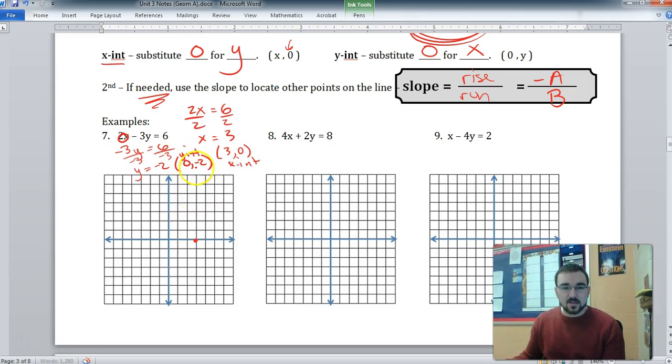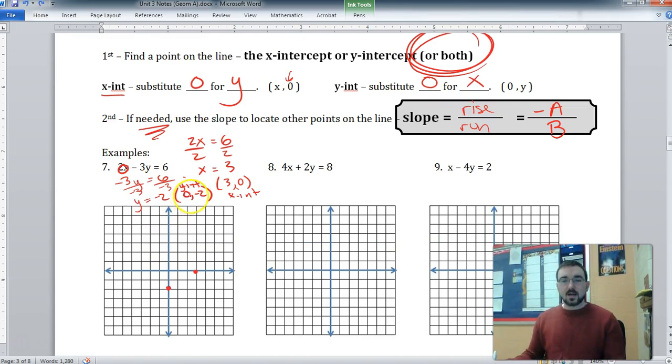Okay, so let's go ahead and graph this. This is one way. If you can find both intercepts and it's not a fraction, then by all means go for it, because it's easy. We connect the dots. So we found the x-intercept, we found the y-intercept. We're going to go ahead and connect the dots. So this is pretty simple, if you can find both and it's not a fraction.